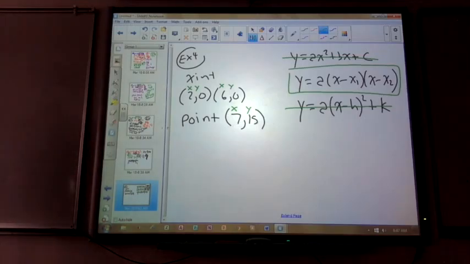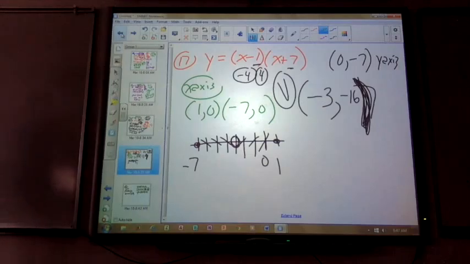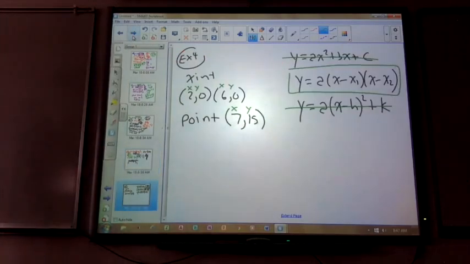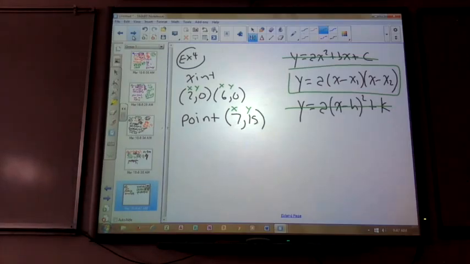Hang on. I think if we went back here, notice this one: x minus 1, x plus 7. That tells us where it crosses the x-axis. Agree? Everyone with me still? So basically I take x minus 1, set it equal to 0, x plus 7, set it equal to 0. I find where it crosses the x-axis. So this example 4 says it crosses the x-axis at (2, 0) and (6, 0).